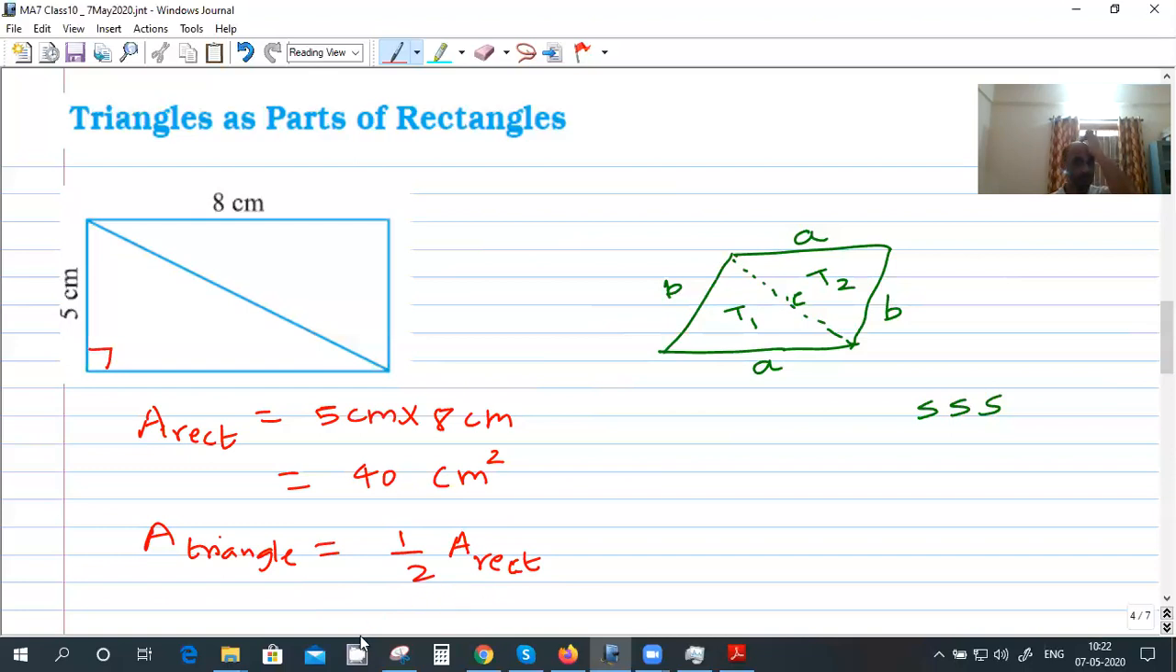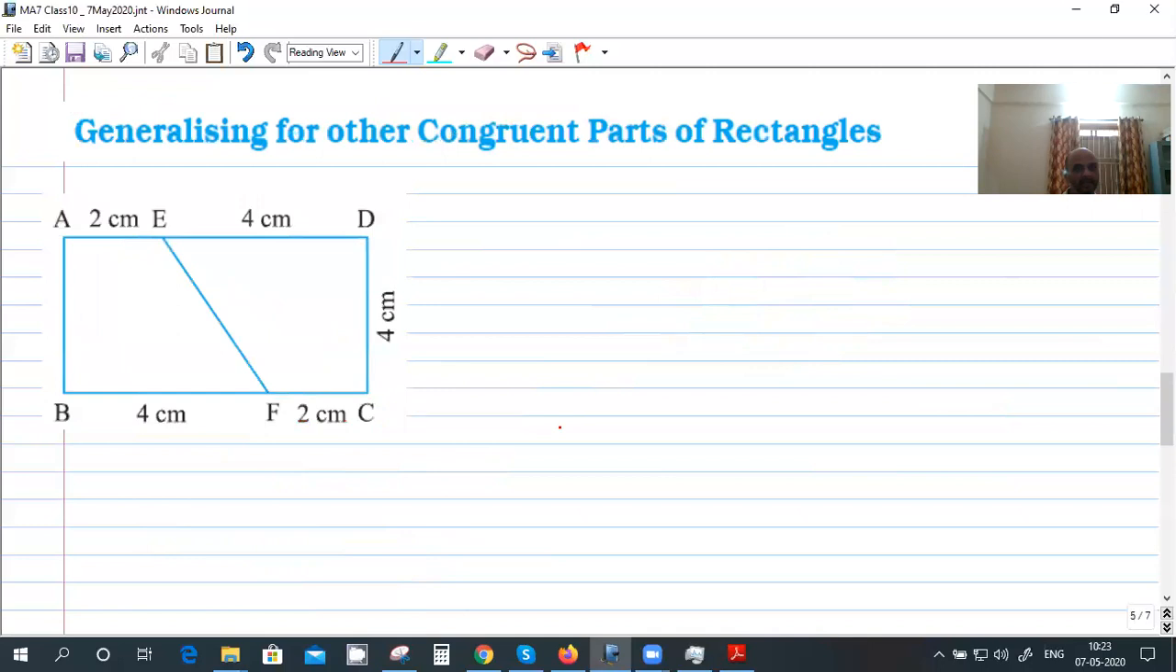Right now we don't know the area of the parallelogram, so let's come to that later. The area of this triangle, which we got from the rectangle, is half of it. Now, if you have a rectangle, I can split it in some other way also. Suppose the total length here is 6, and the breadth is 4 centimeters. I'll split this as 4 and 2, and on this side I'll take 4 and then 2.